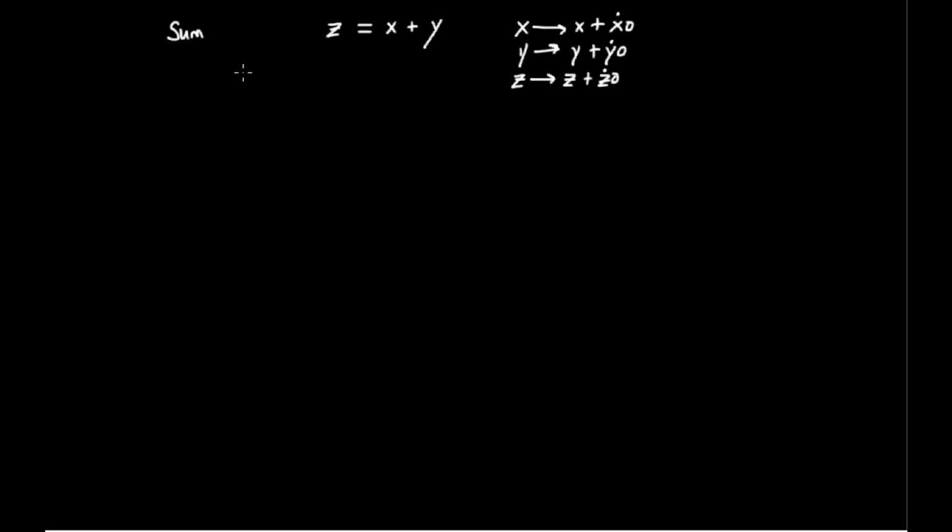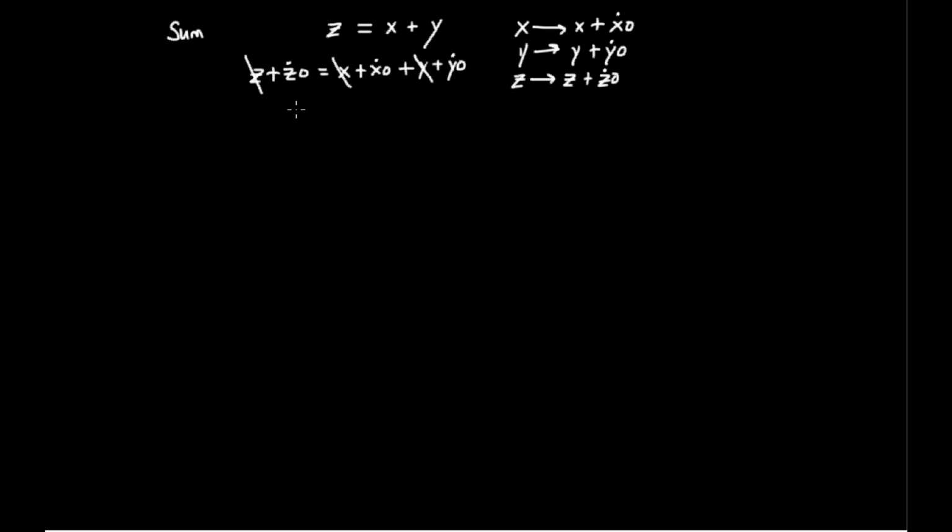So let me substitute these transformations into the equation. I get z plus z dot o, and that's really the quantity that I'm after, that z dot. That's equal to x plus x dot o plus y plus y dot o. And then z is equal to x plus y. So I could substitute z equal to x plus y, and what I'm going to get is that cancellation.